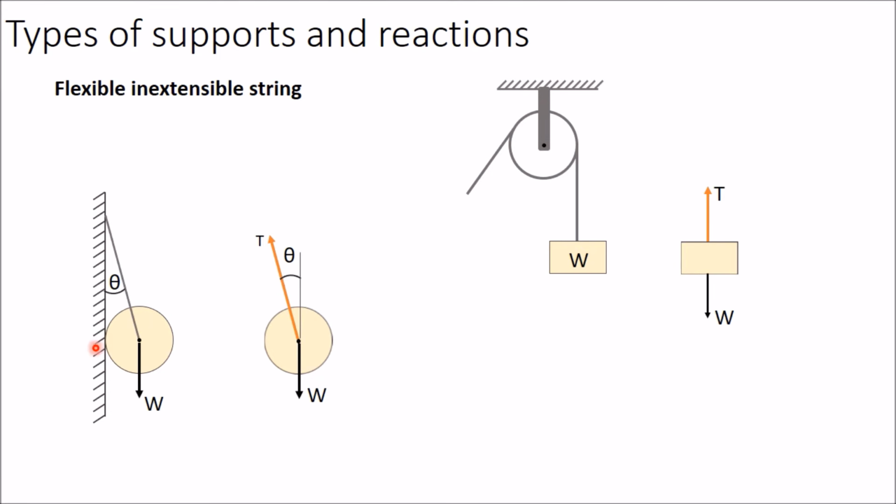So in place of the wall you have to show one reaction which will be perpendicular to this wall at this point of contact. So at this contact point you show one reaction which is perpendicular to the wall, and this reaction will pass through the center.